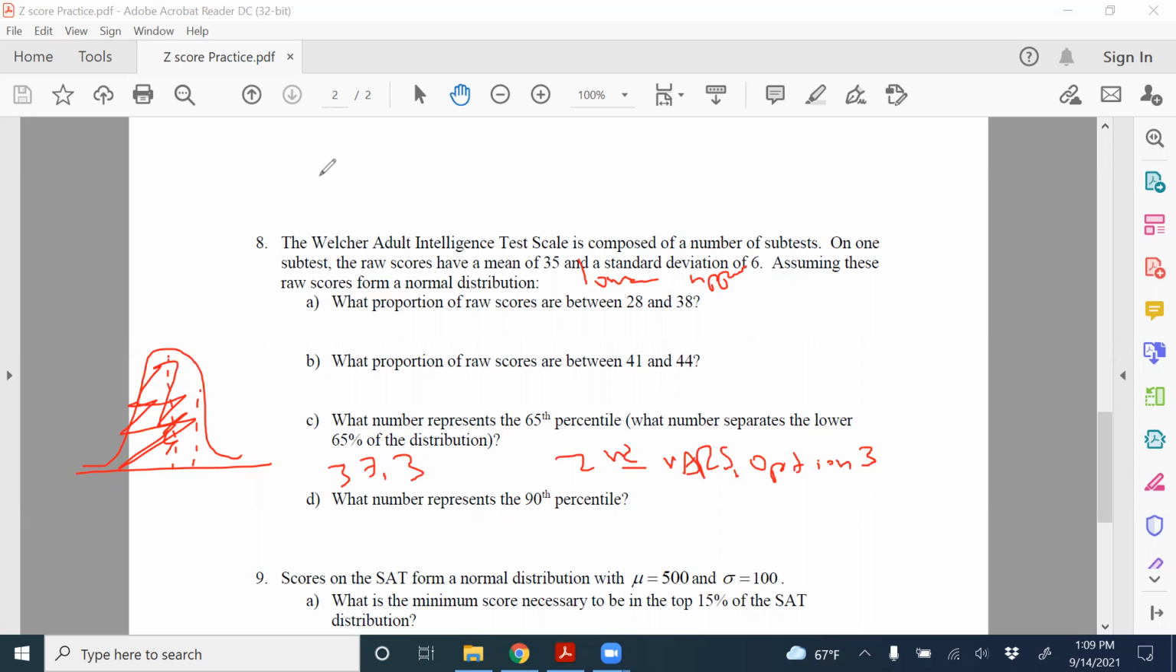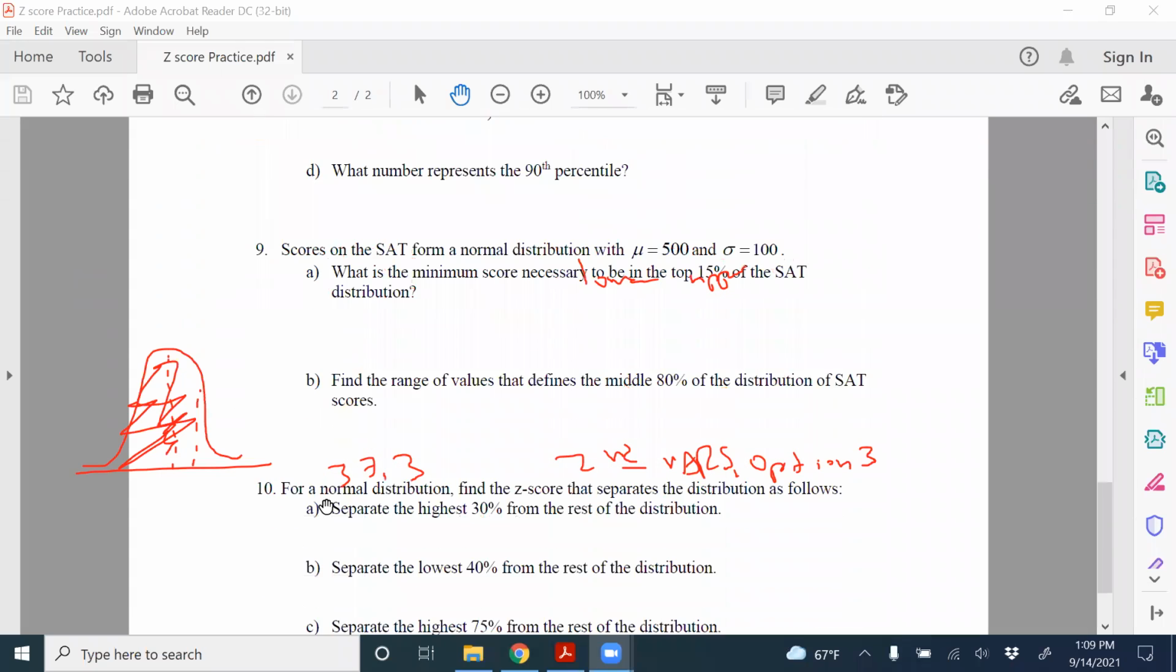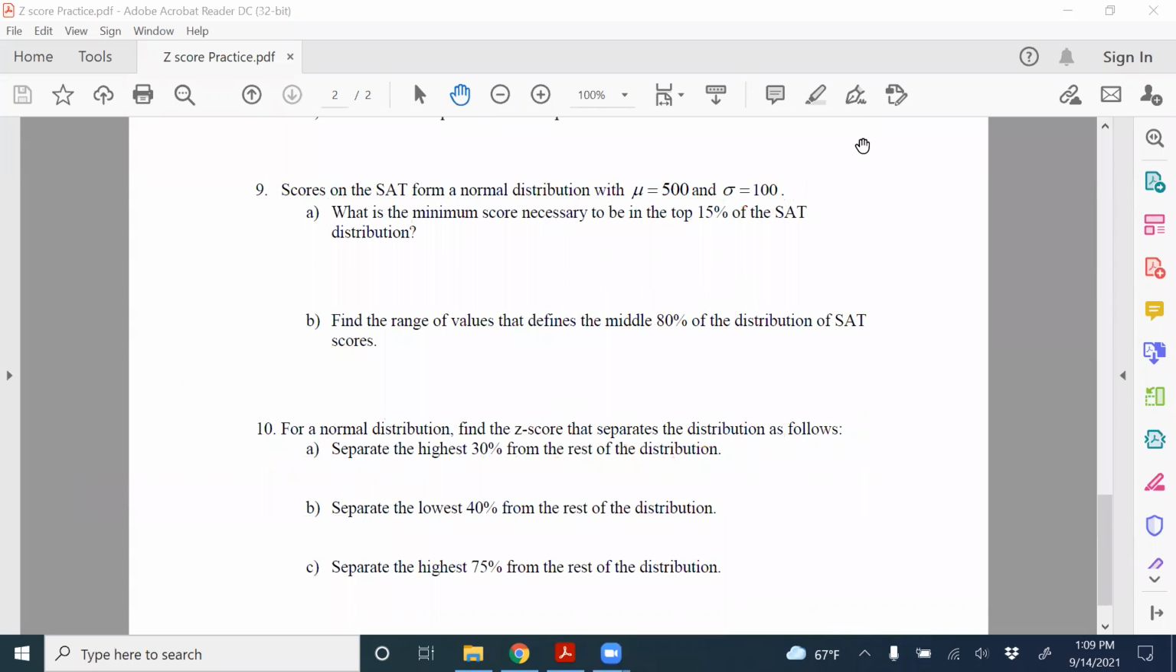And do likewise for part D. If you want to be in the top 15%, that means your percentile is going to be 0.85. So you do the same thing. You go to 2nd Vars, option 3, which is inverse norm. Your area is going to be 0.85, and of course, you have the mu and the sigma there.